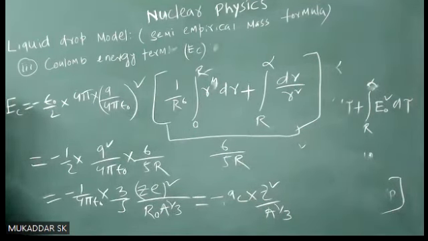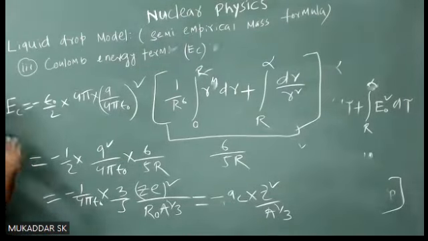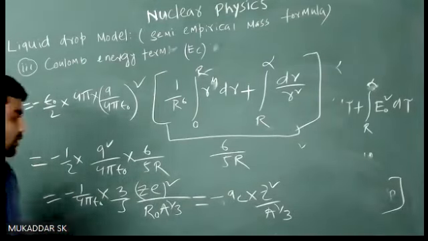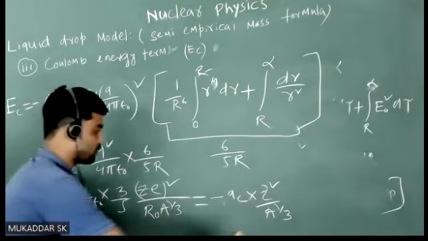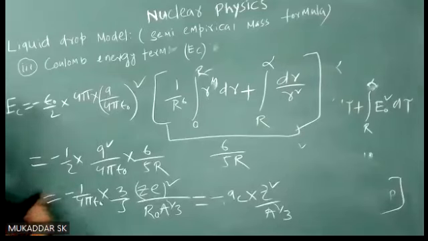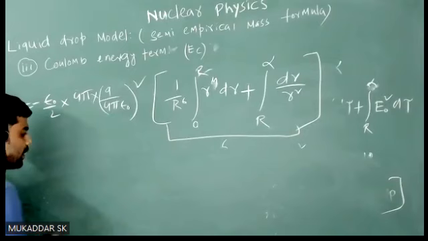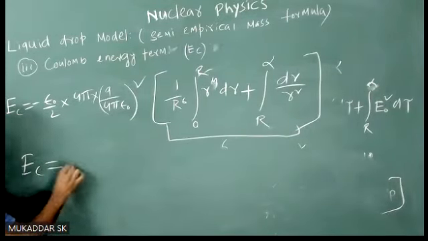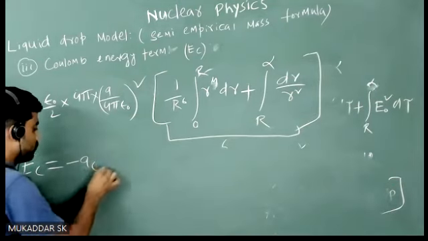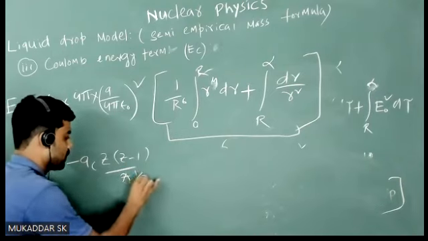Any doubt? Yes, sir. Now, in a few books they write the Coulomb energy term differently. As Alok was saying, in place of Z square they write Z into Z minus 1. I'll discuss that. So in a few books the Coulomb energy is nothing but AC into Z into Z minus 1 divided by A to the power 1 by 3.